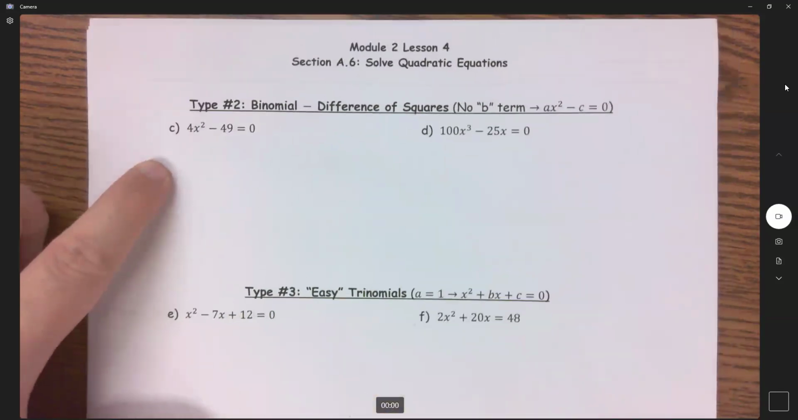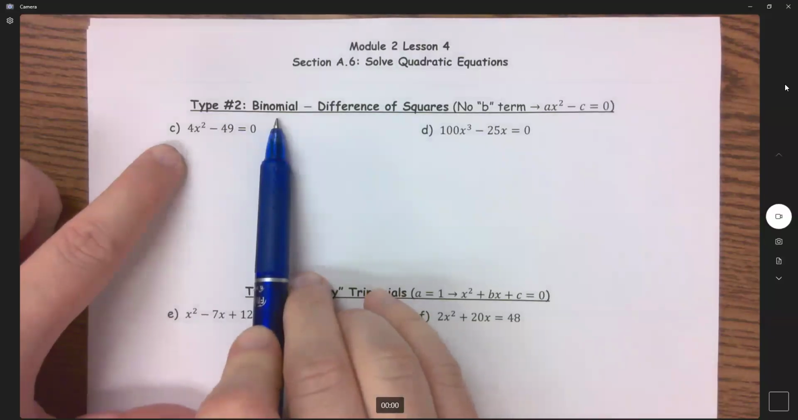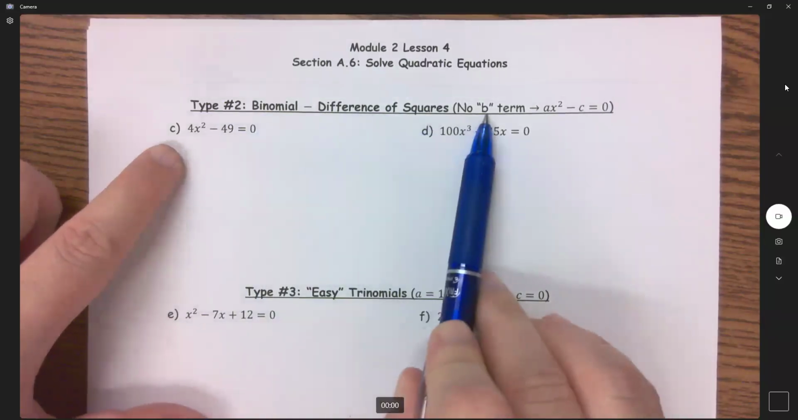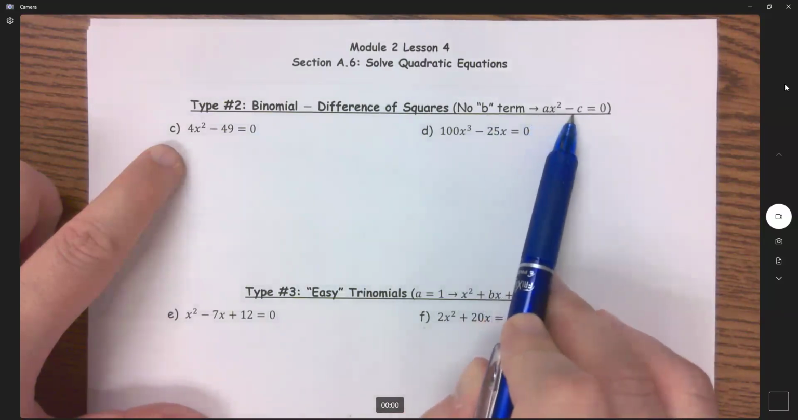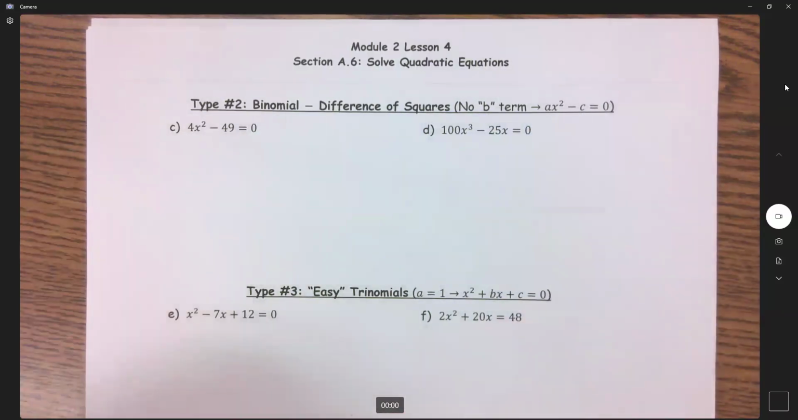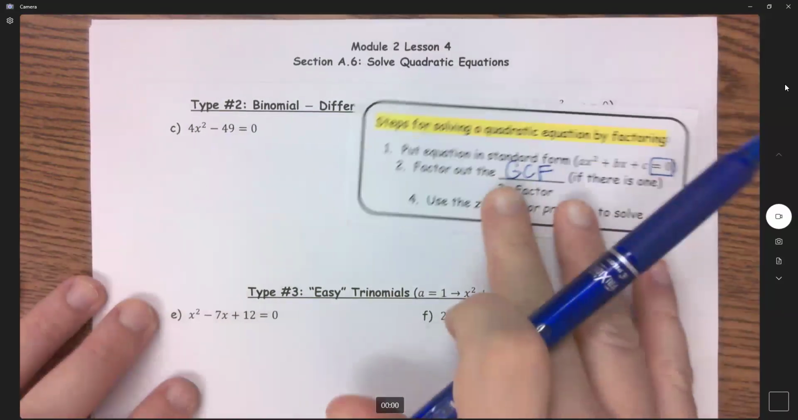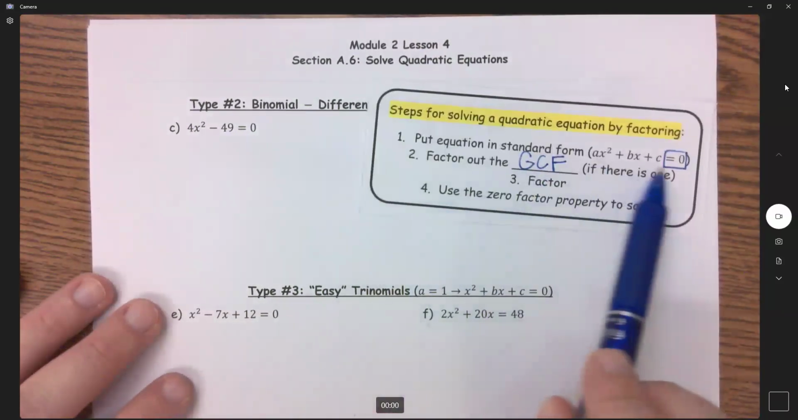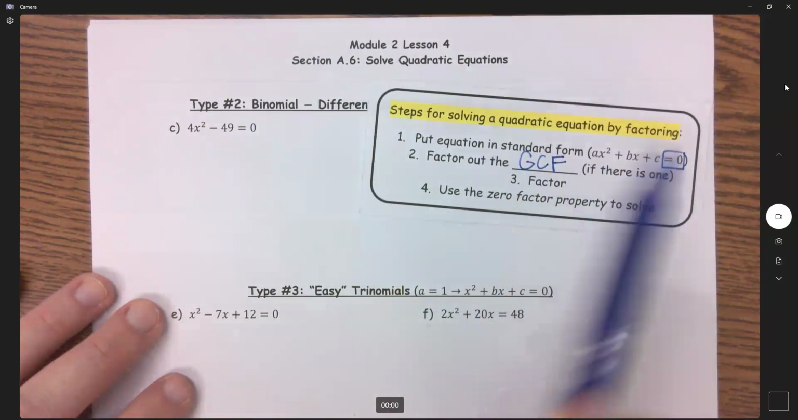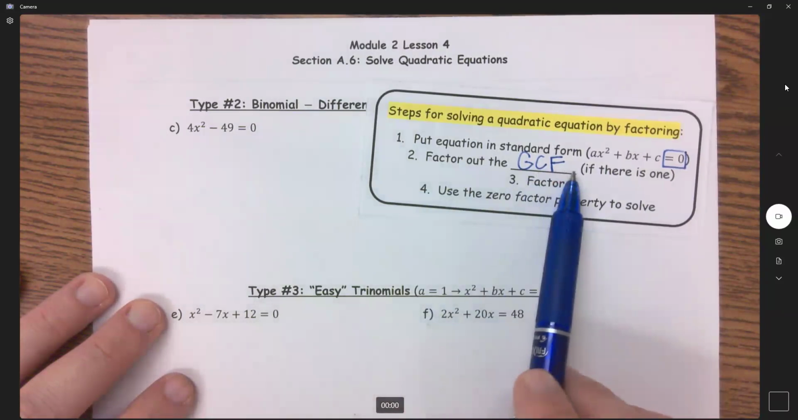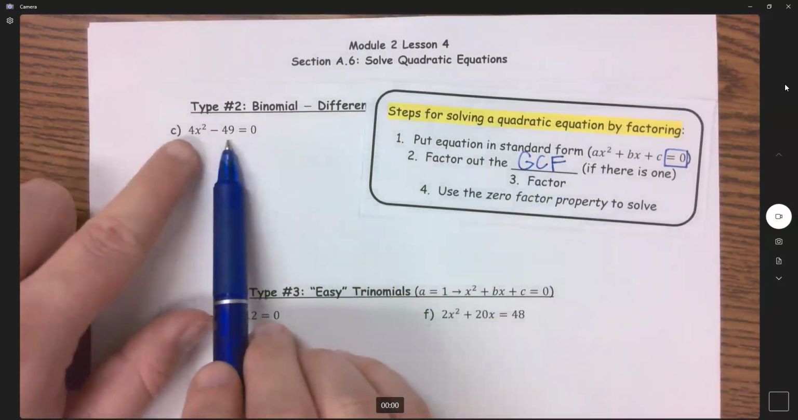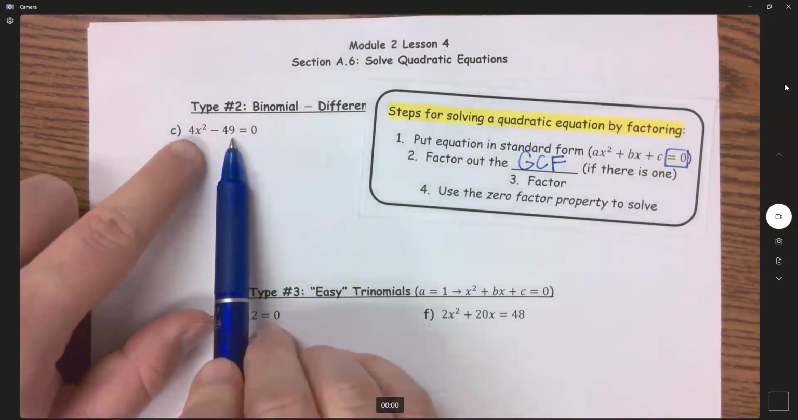So in this problem here, my second type of binomial is called a difference of squares when I have no b term. So we just have ax squared minus c equals 0. So if I'm following these same instructions here, first thing I need to do is put this into standard form, which means it needs to equal 0, and it does. Next thing we need to do is factor out a GCF. Is there anything I can divide into both of these terms that are the same? And the answer is no.